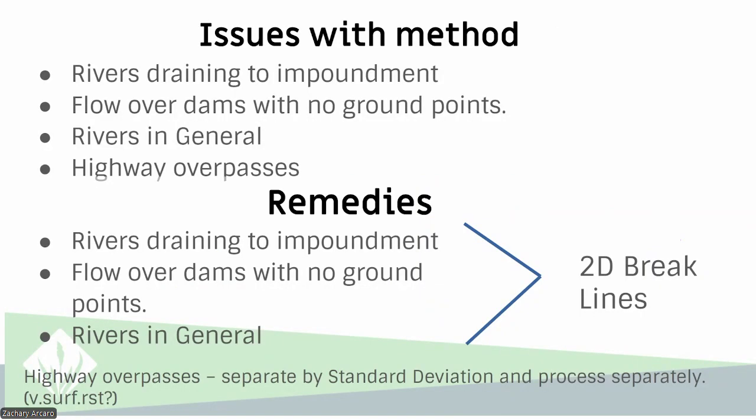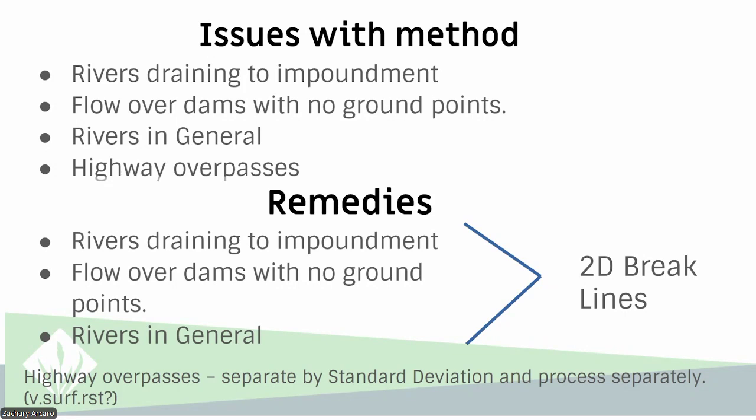So, issues: you've got rivers that drain into lakes. And if you do the stats, that shoreline is going to go up the river from the lake. Same thing with dams where the water flows over it. You don't have any ground points on that dam. And then rivers in general, you would like to do something with rivers. Highway overpasses are something we're still working on.